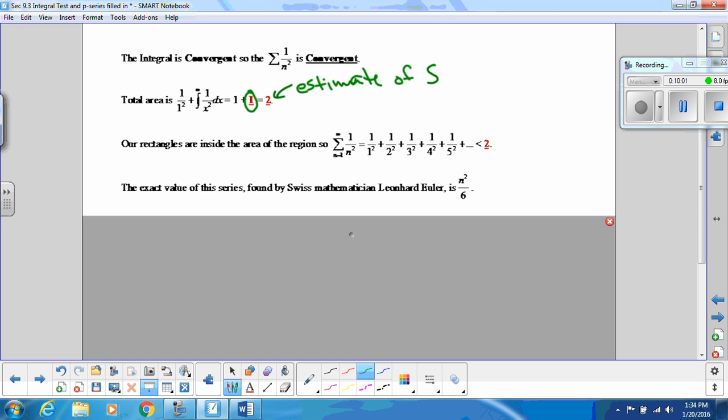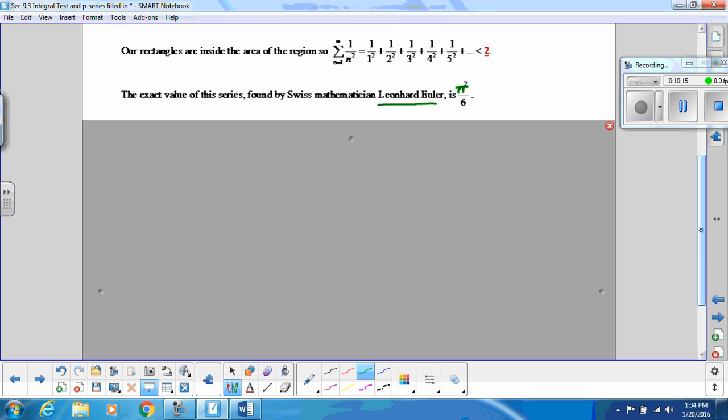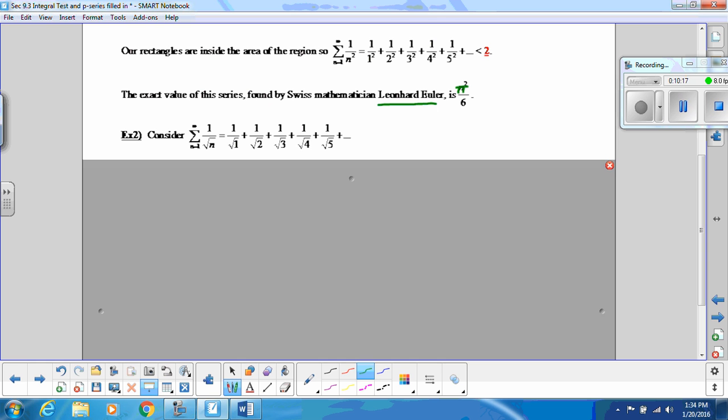The exact value was pi squared over 6. And again, like if you did it on the calculator, we would get that as well. And Leonhard Euler was the guy that figured that out. Okay, so that's one example of the integral test.